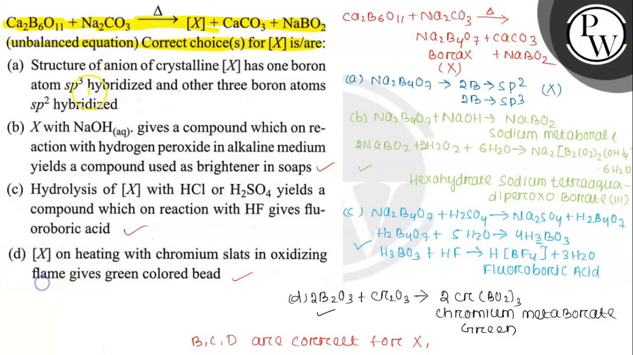So B, C, D: X with NaOH gives a compound which on reaction with hydrogen peroxide in alkaline medium gives a compound used as brightener in soap. Hydrolysis of X with HCl or H2SO4 gives a compound which on reaction with HF gives fluoroboric acid. It is also correct. X on heating with chromium salt in oxidizing flame gives a green colored bead. So this statement is also correct.